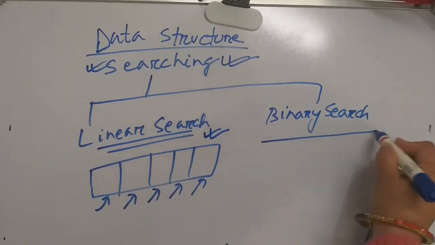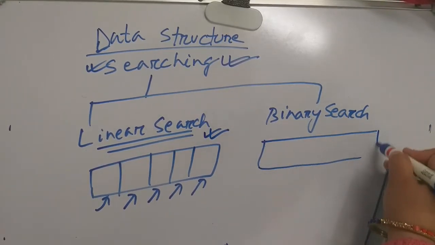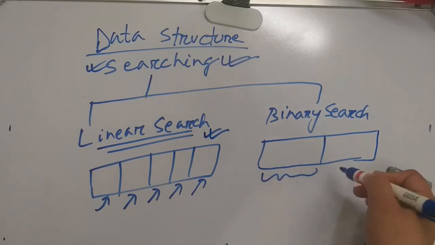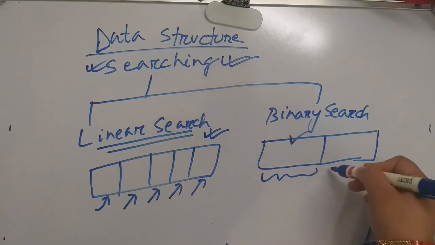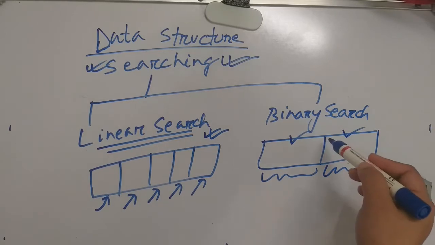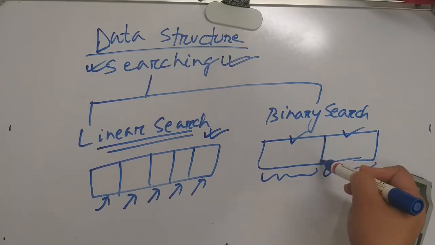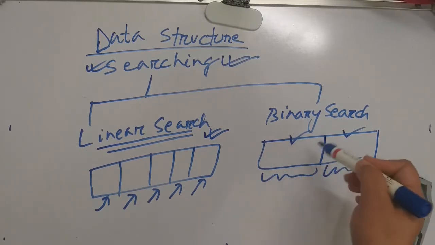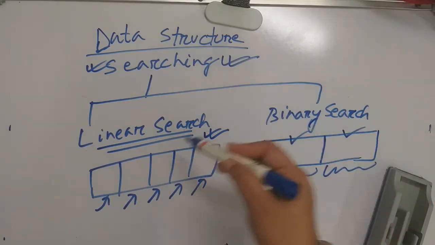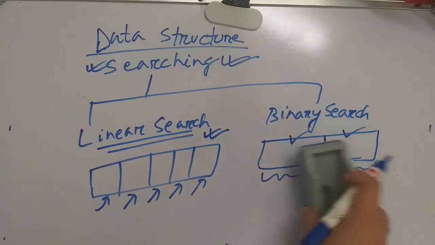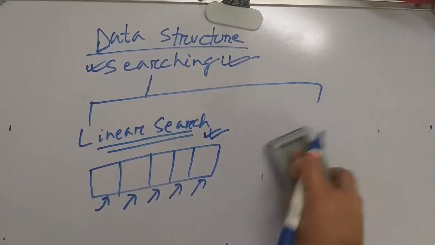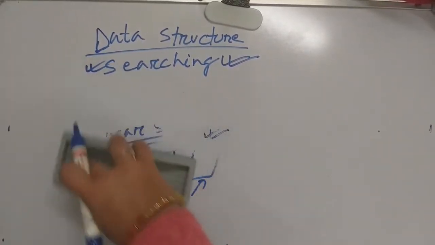And binary search, what does it mean? We divide the list into two parts. In the first part we search whether the element is present in the list or not, and in the second part we search the same. Here we divide the list into two parts, so that's why it is called binary search. We use a certain technique here, which we will discuss after linear search. So first we discuss linear search and the technique behind it.